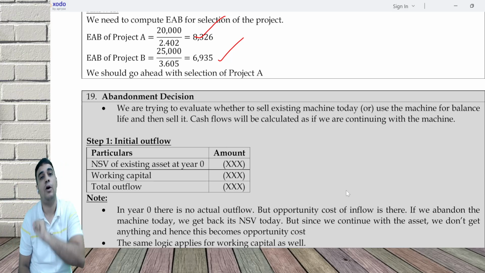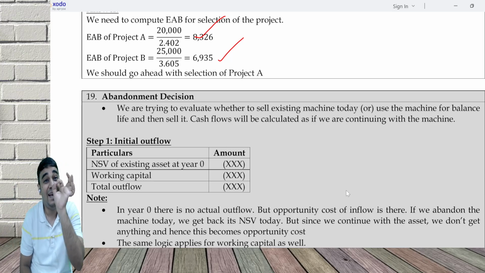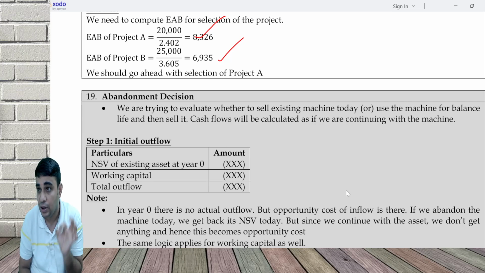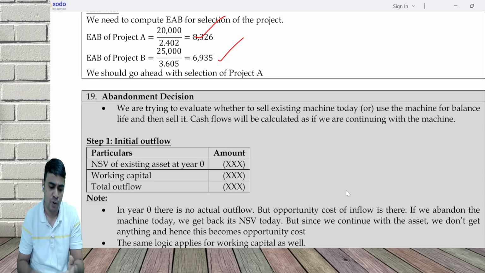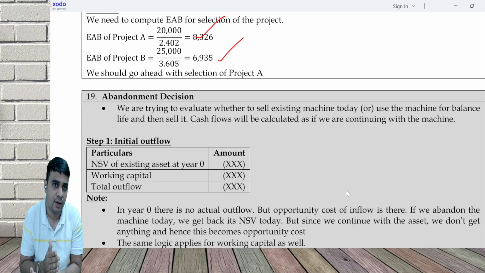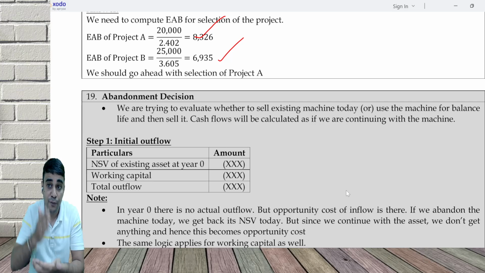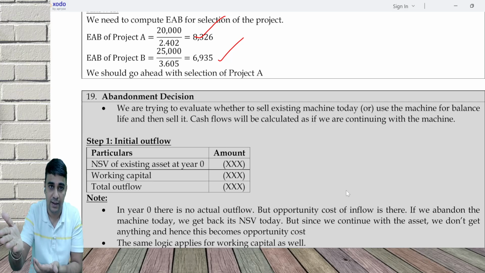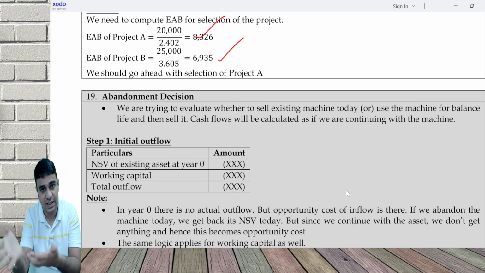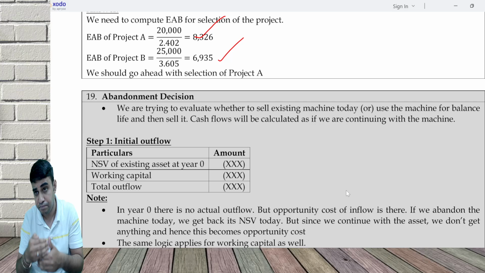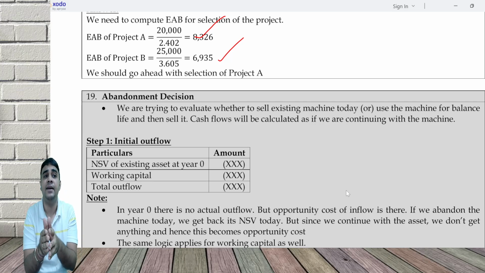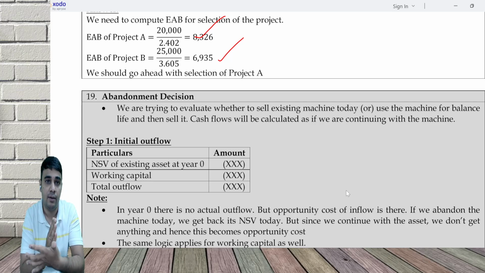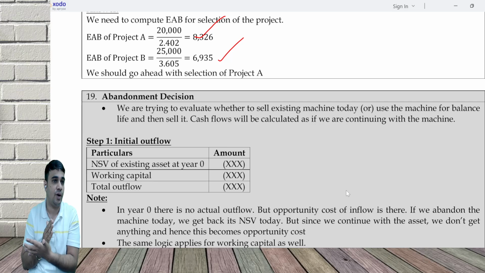Step 1, initial outflow. What is the initial outflow? It is the net salvage value of the two-wheeler today. What is net salvage value? If you sell the two-wheeler today, you would get 40,000. If you use it and sell it later, you will obviously get less, but there's a time period. So abandonment is deciding whether to sell the car today or use it for another 2 years and then sell it. That's the decision you're trying to take.